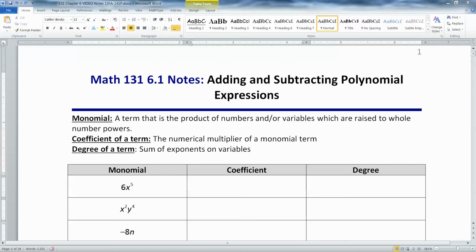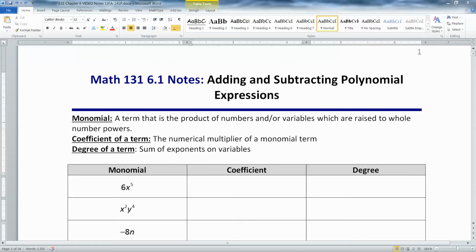We're going to be leaving behind Chapter 5, which is inverses and logarithms, your favorite. And we're going to be moving into Chapter 6, which is going to be working with polynomials. Now we start off with 6.1, which is going to be adding and subtracting polynomial expressions. So you might be thinking to yourself, hey, what the heck is a polynomial?